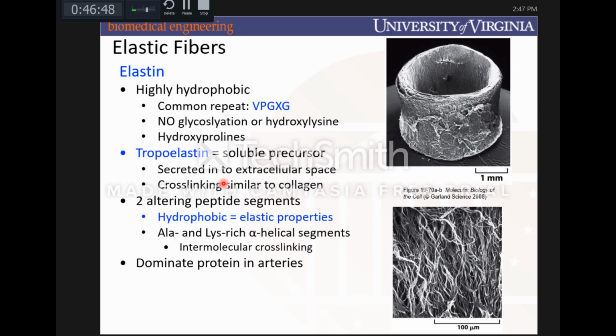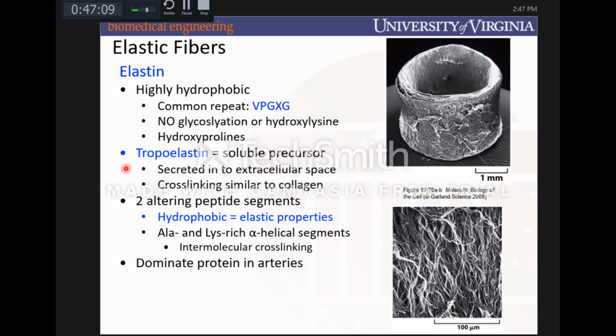So what provides the ability of these tissues to sort of return? Elastin is the sort of big elastic molecule, as you might guess from the name. Its common repeat is VPGXG. So there's no glycosylation or hydroxylysine here. It has prolines on it.